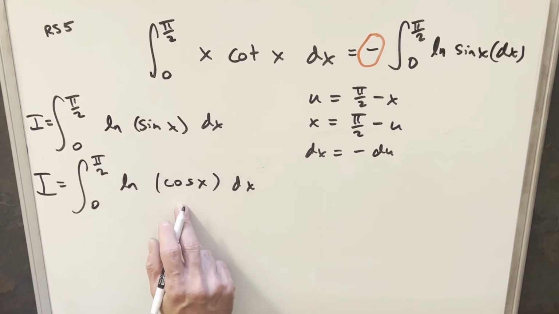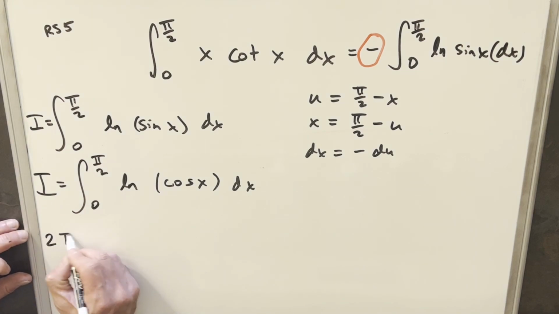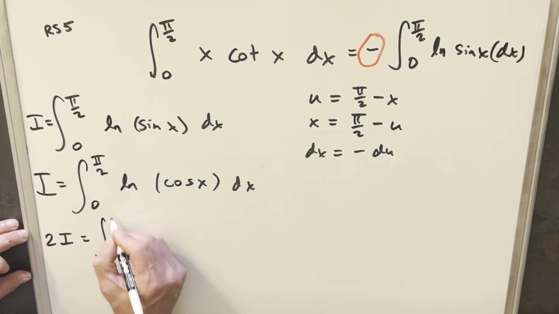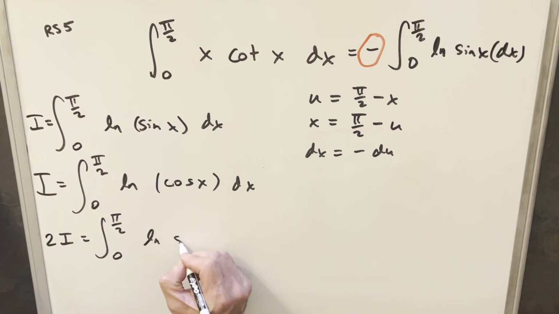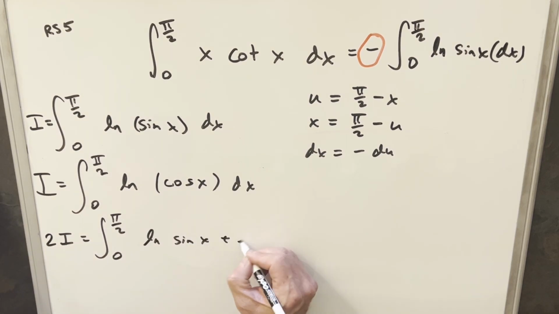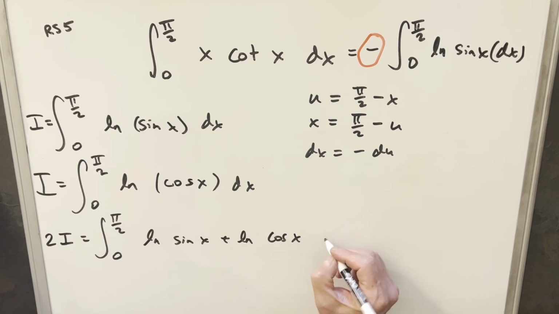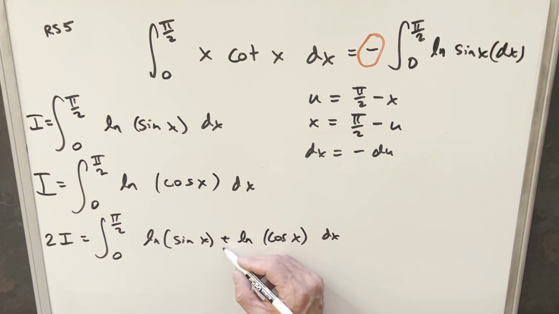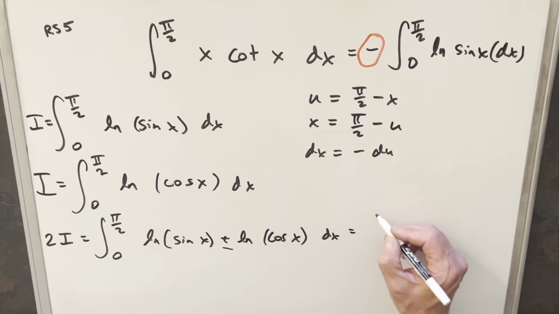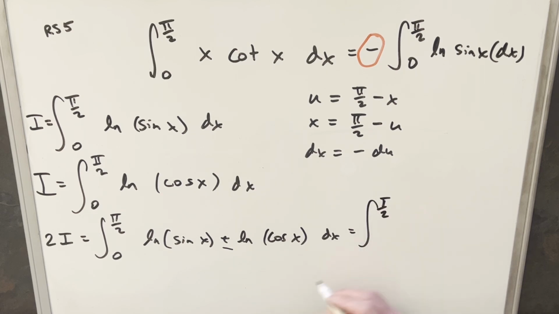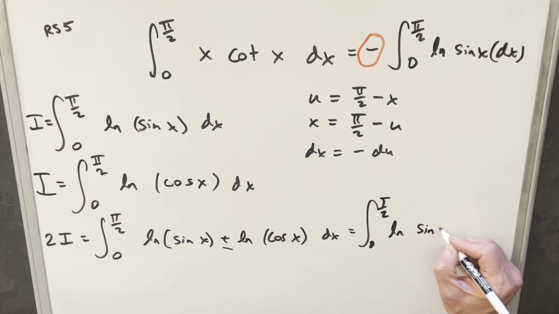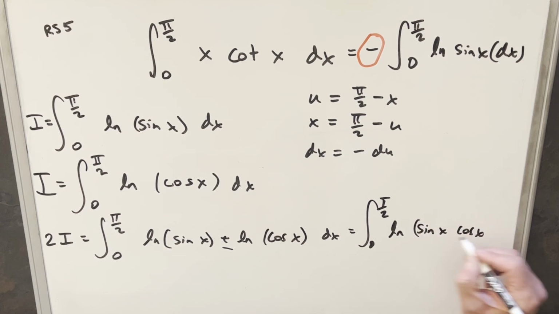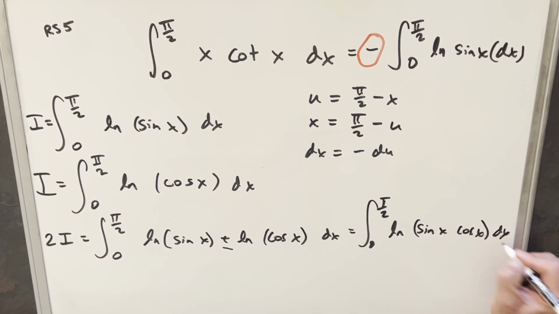What I want to do is add these two together so that we'll have 2 copies. So this is going to be 2I when I add them together. So we're still going from 0 to pi over 2, and we're just adding natural log of sine to natural log of cosine. But by log properties, because this is addition, I can write this as a multiplication now, so we can multiply these two together, and this is going to be natural log of sine x times cosine x, all within one log, dx.